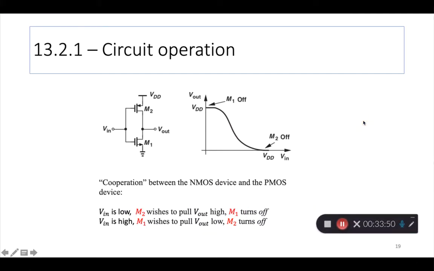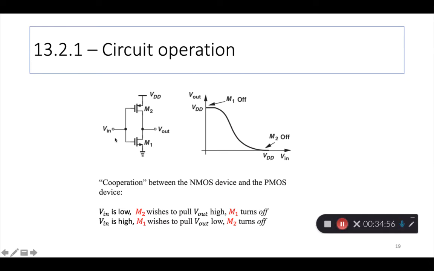Another way that we talk about these devices when they work together like this, and this I found in another book. So there they use M1, M2 instead of QN, QP. But you can tell from the symbols that this is an NMOS, and this is a PMOS. So there is cooperation between the NMOS device and the PMOS device. So when Vin is low, M2 wishes to pull Vout high. So when Vin is low, M2 says, oh, okay, I like this, so I want to make the output high. That means bring VDD down to Vout. So it wants to turn on and do that. So at that time M1 says, okay, you do your job, I'll keep quiet and I'll turn off. So this is cut off.